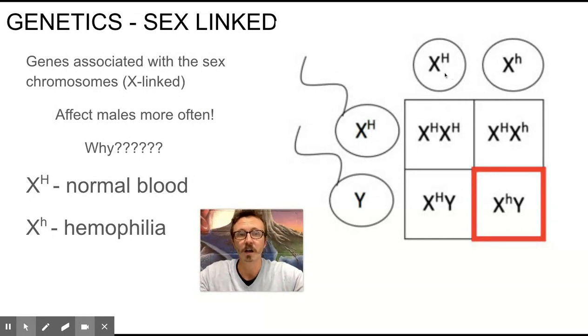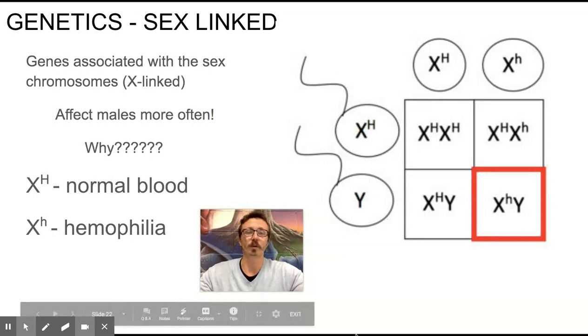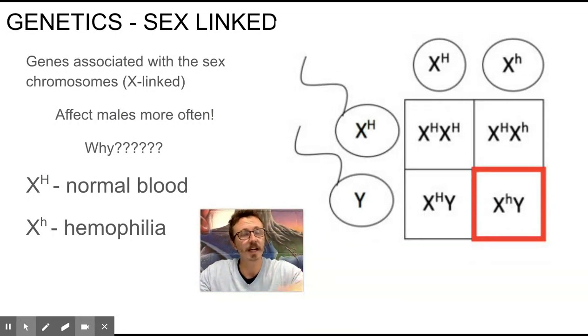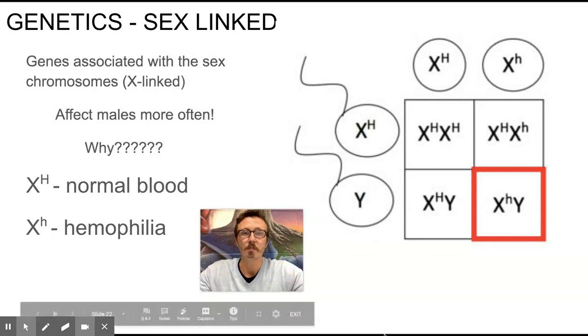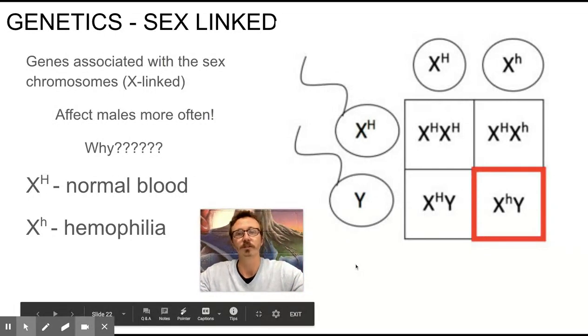Whereas female individuals have two X chromosomes. So even if they inherit one of these chromosomes with the faulty gene or the recessive gene, there's still a chance that they might have the normal phenotype because they have two X chromosomes. So hemophilia, color blindness, and male pattern baldness are all examples of sex-linked traits.